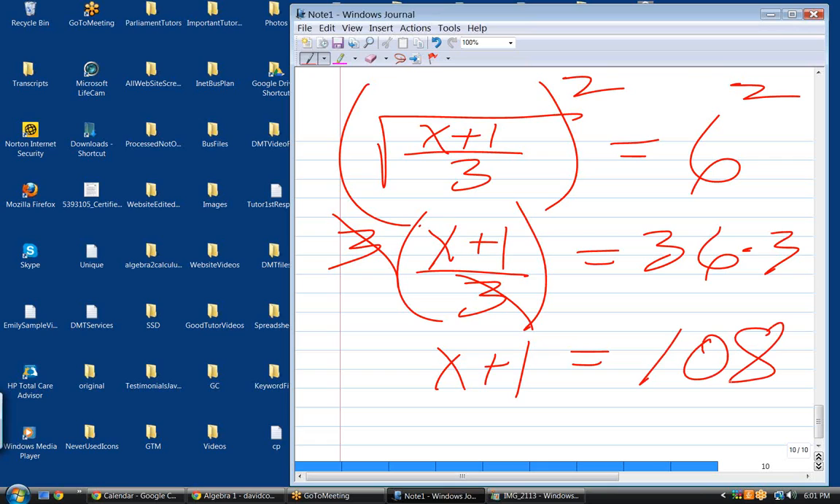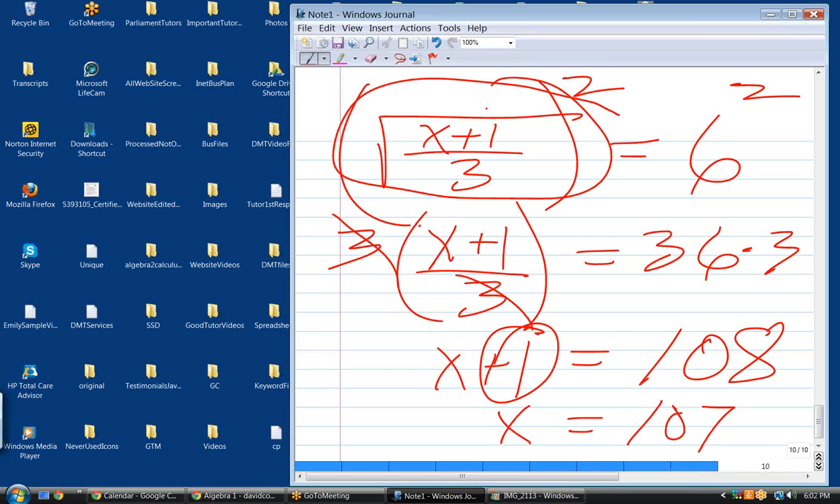And now what? Subtract 1, right, because 1 is being added. So we're going to do the opposite. We're going to subtract 1. x equals 107. That's what you do with radicals: you isolate not x, but the radical, and then square both sides. Okay, cool.